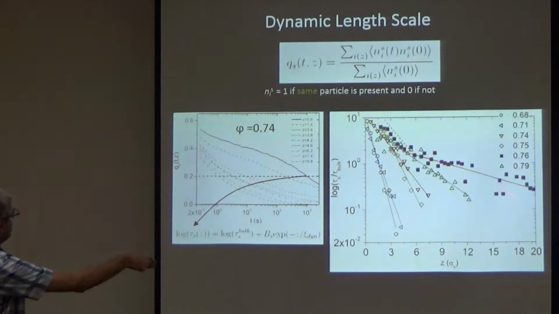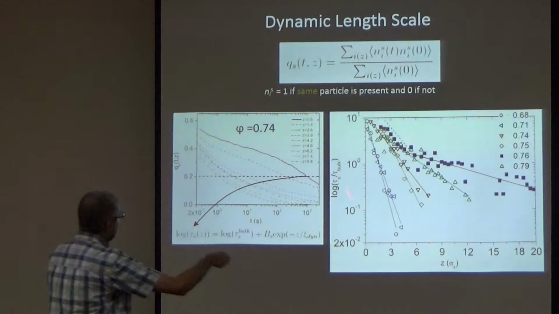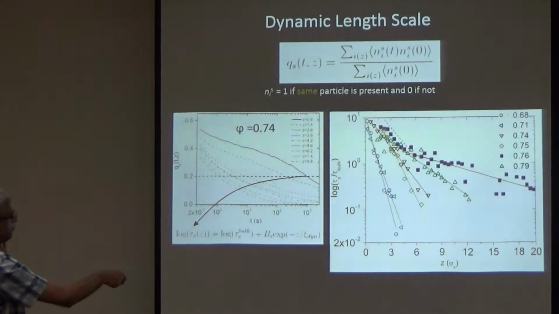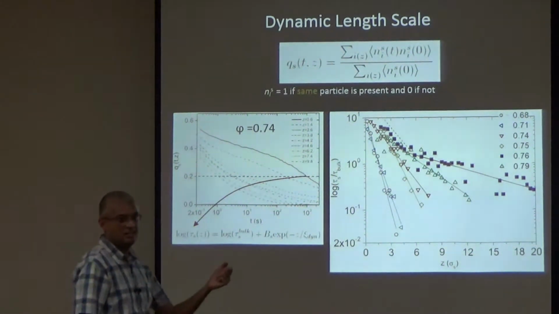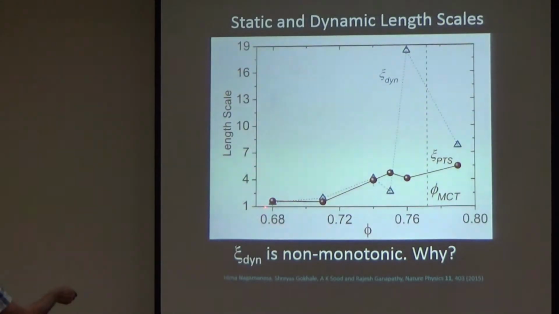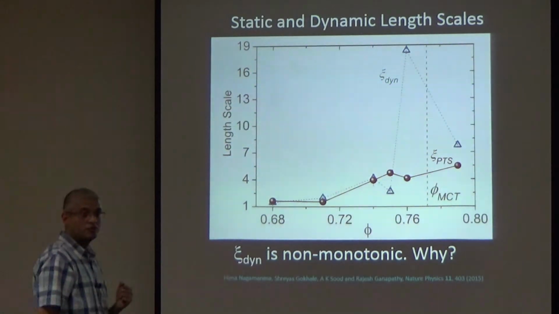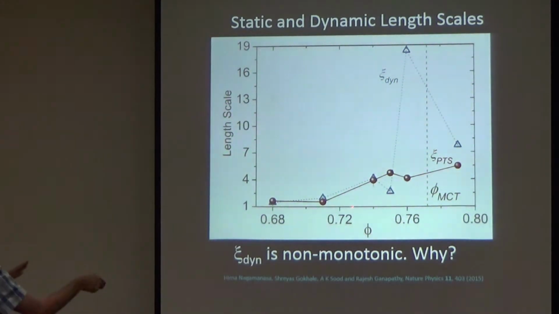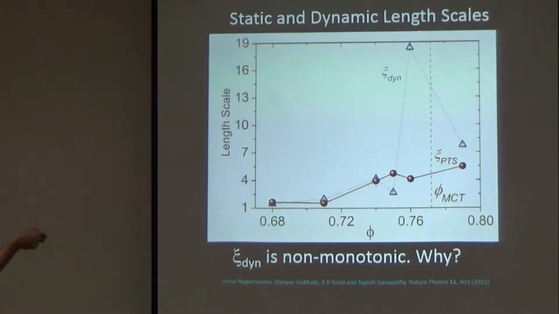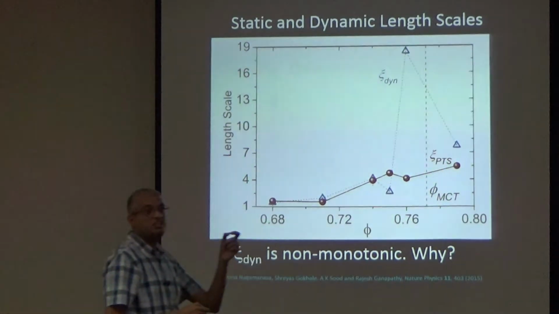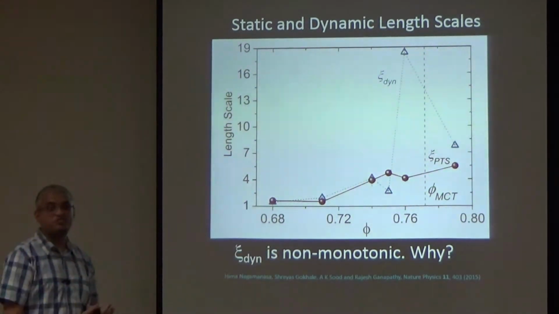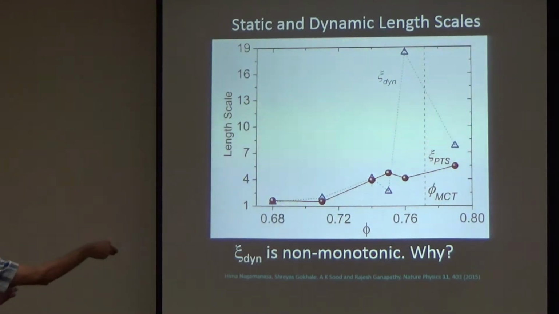From this sort of data, you can use these relationships to pull out a dynamic length scale and a static length scale. The static length scale grows, and the dynamic length scale goes through a maximum. This is from our experimental data, and the growth is about a factor of 4. But you see that right across this dynamical crossover temperature, where RFOT says the mosaic state should form, you actually see the dynamic length scale come down.